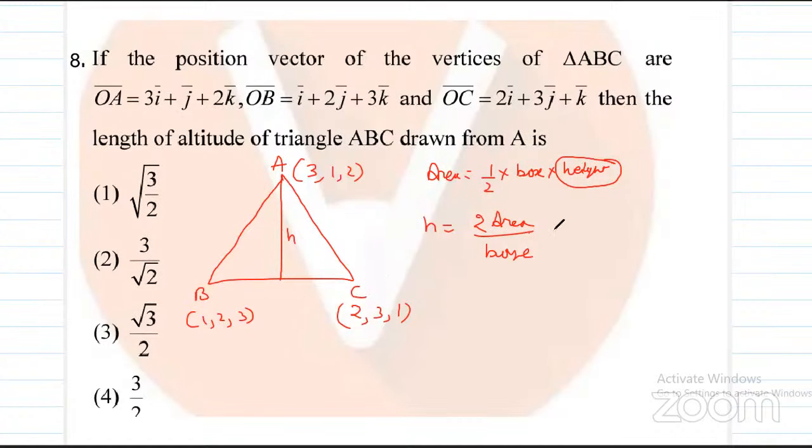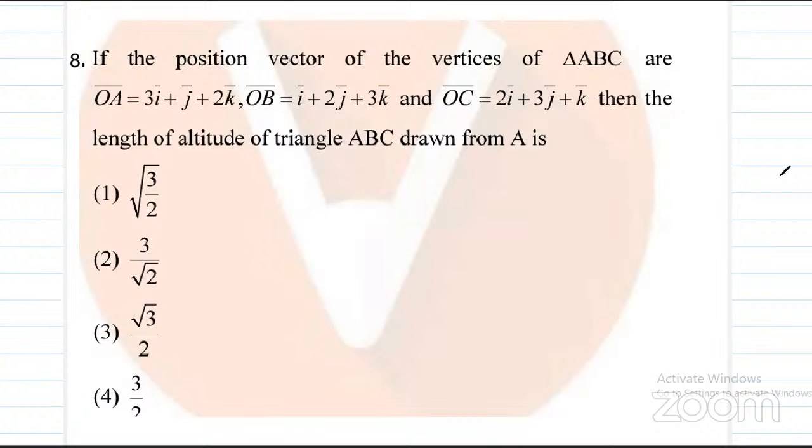Hmm. So we can do this using the Pythagoras theorem. Half into B vector multiplied with A vector, the cross product. You can use a cross product here. Okay, so geometrically, it's a 3D, right? Geometrically doing becomes a difficult one. So you can try this way also.